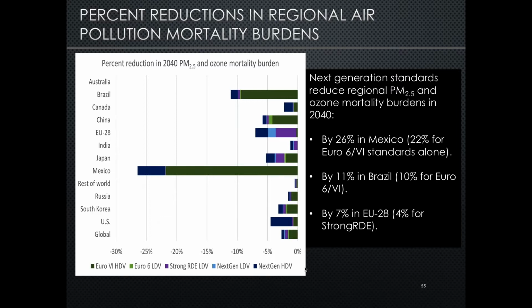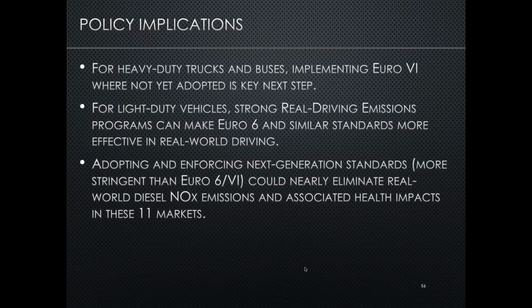In the previous graph, you saw China really standing out. When you normalize it by population, as shown in this chart, we see Mexico really popping out, and Brazil as well. In Europe, about 7% of the mortality burden from outdoor air pollution could be avoided with more stringent next generation diesel NOx emission policies. Next slide.